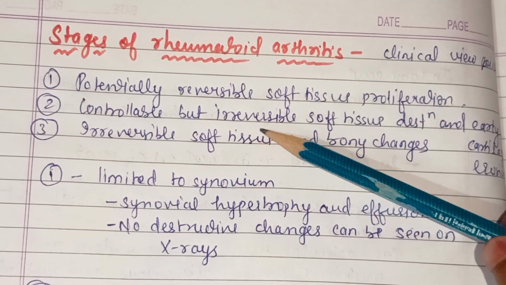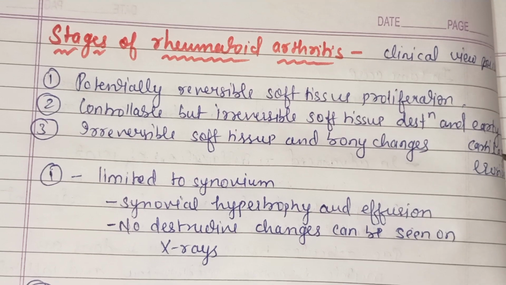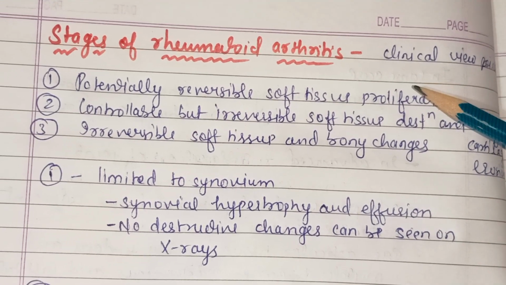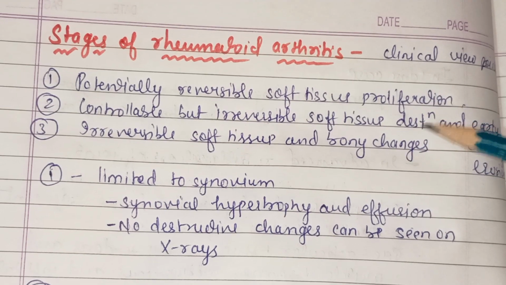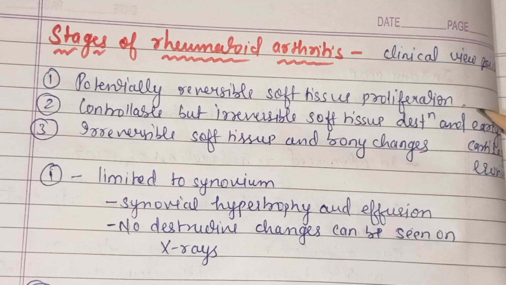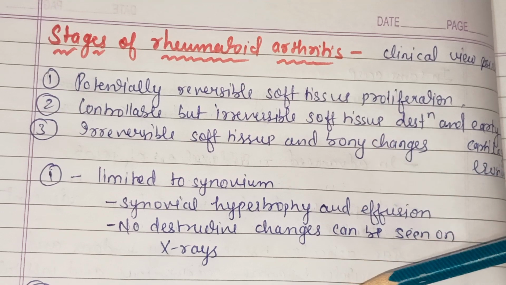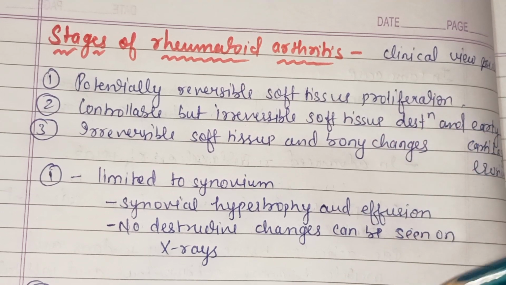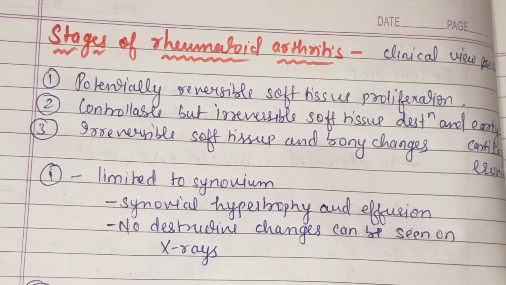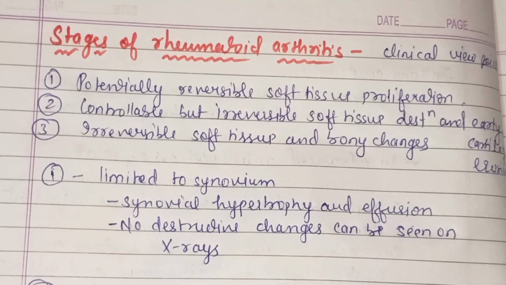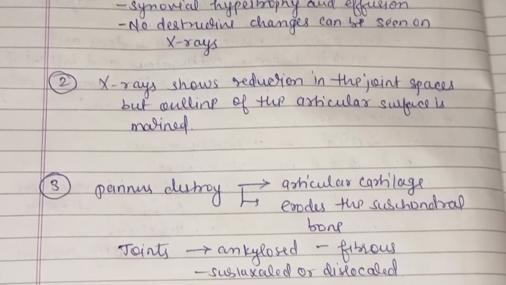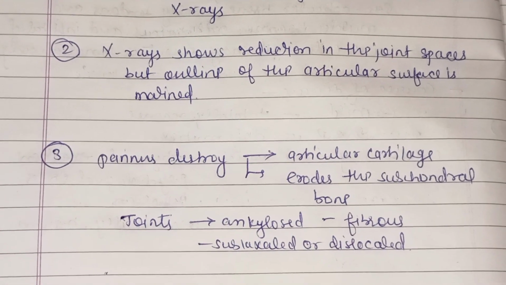second is the controllable but irreversible soft tissue destruction with early cartilage erosions. In this, the X-ray shows narrowing of the joint spaces, but the outline of the articular surface is maintained. In third, irreversible soft tissue and bony changes. In this, the pannus destroys the articular cartilage and erodes the subchondral bone. And the joint becomes ankylosed, or maybe we can have fibrous ankylosis, or subluxated, or dislocated. Here I can show how these are formed. The above two points I already explained.